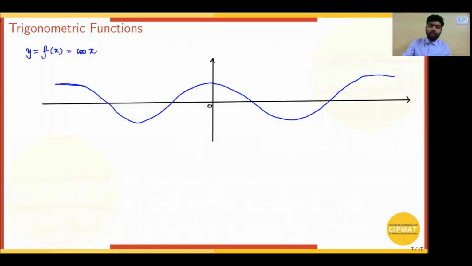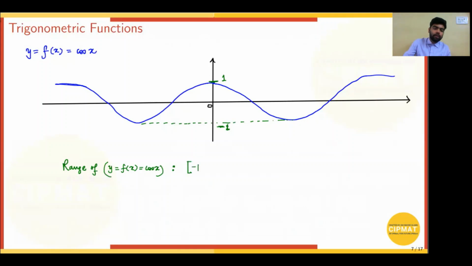All right, now what are the different values on the x-axis and the y-axis as well? The maximum value is 1 and the minimum value is minus 1. Hence, what should be the range of this function? The range of y equals f of x equals cos of x should be what? Again, from minus 1 to 1 with a closed interval, because both minus 1 and plus 1 are included over here.